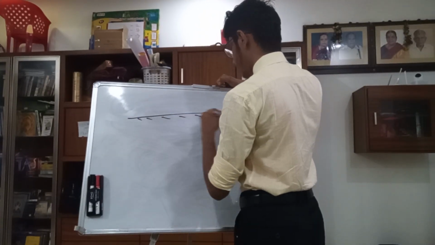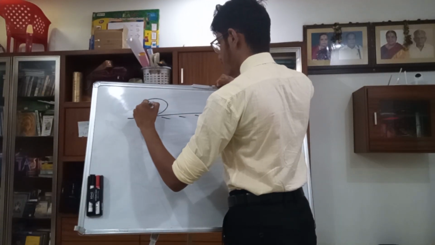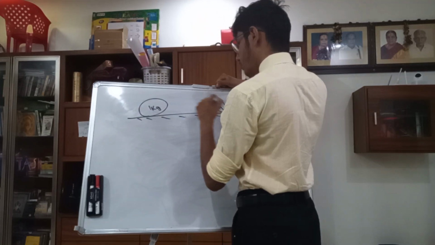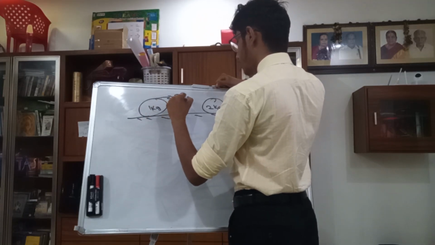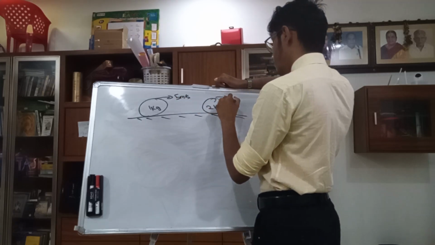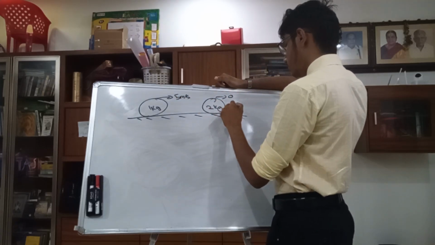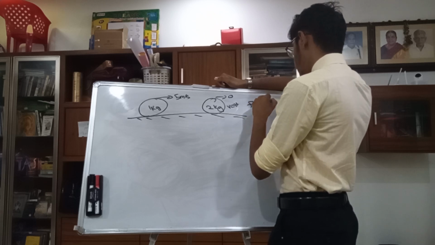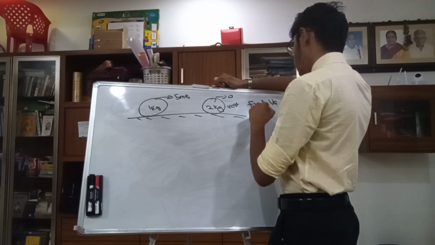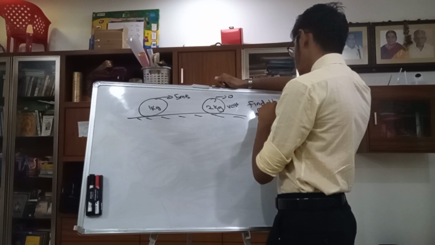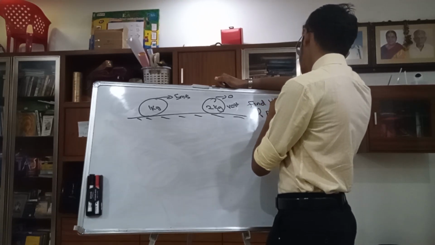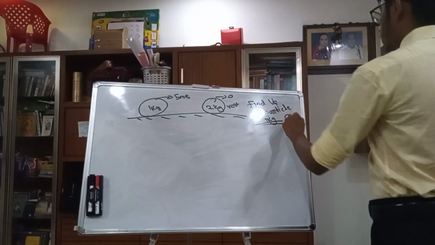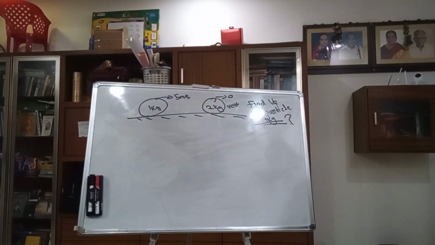Let me tell you there is a 1 kg block here, and a 2 kg block moving with a speed of 5 meter per second. This one is at rest. Find Vf of particle 1. Let's pick particle 1 as 1 kg. Find it out.